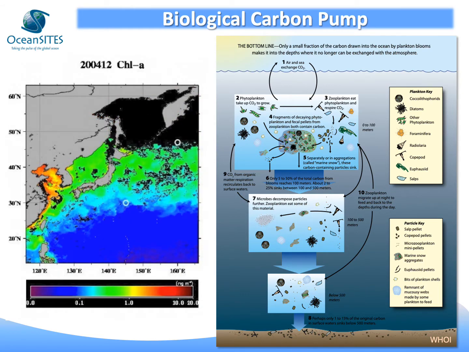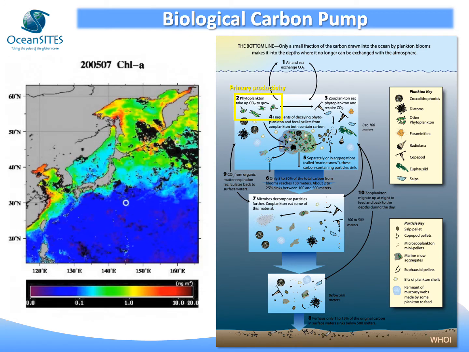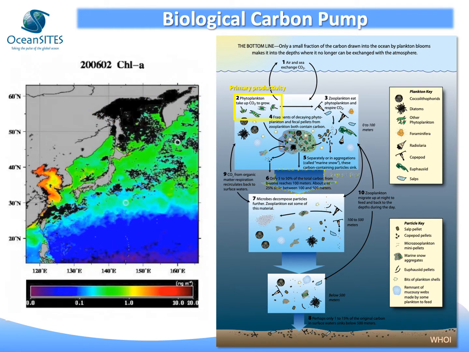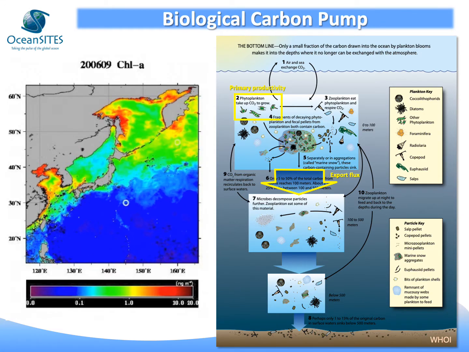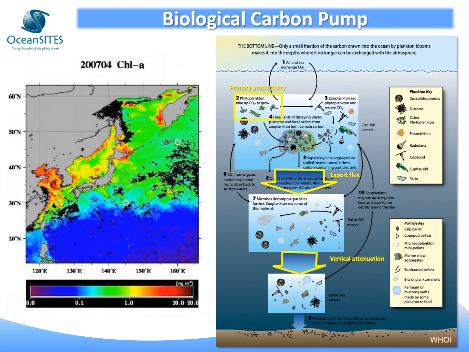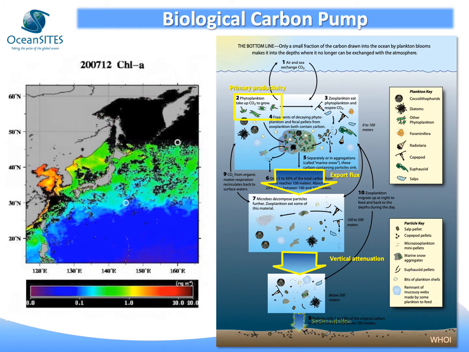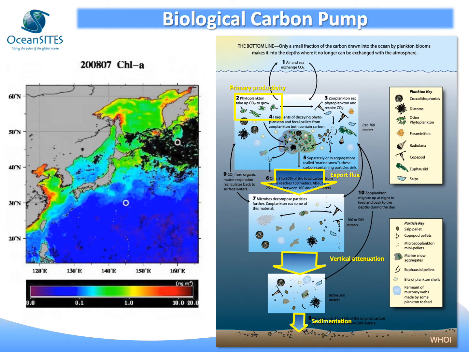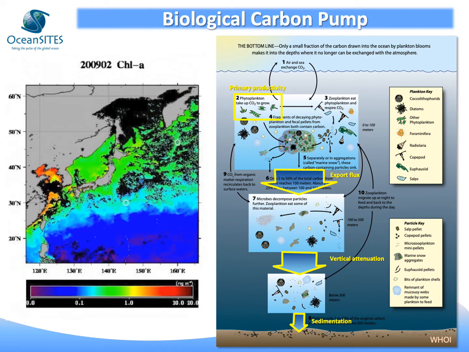For better understanding of the biological carbon pump, it is quantified how much carbon is assimilated in the surface sunlit euphotic zone, how much carbon is exported from the surface euphotic zone or the surface mixed layer, how much carbon is transported to the deep or how carbon attenuates with depth, and how much carbon is buried in the seafloor sediment. As satellite data shows, the biological carbon pump has seasonal and annual variability.